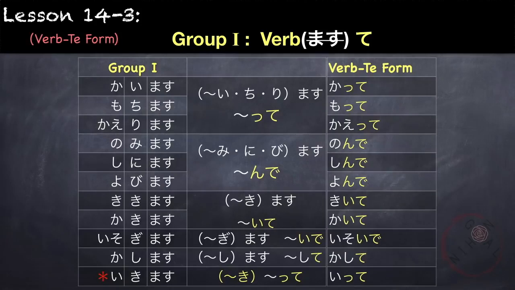Here is the te form of the following verbs. For kaimasu, it becomes katte. Mochimasu becomes motte. Kaerimasu becomes kaette. Nomimasu becomes nonde. Shinimasu becomes shinde. Yobimasu becomes yonde. Kikimasu becomes kiite. Kakimasu becomes kaite. Isogimasu becomes isoide. Kashimasu becomes kashite. And ikimasu becomes itte.